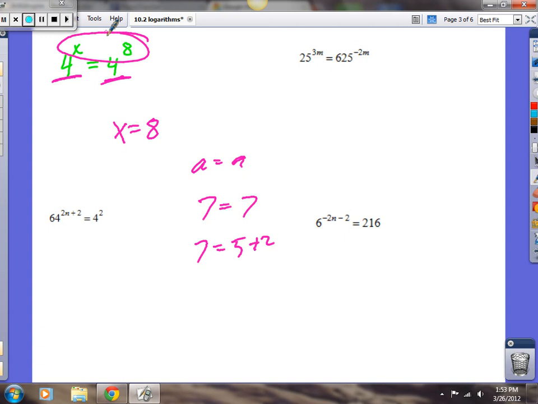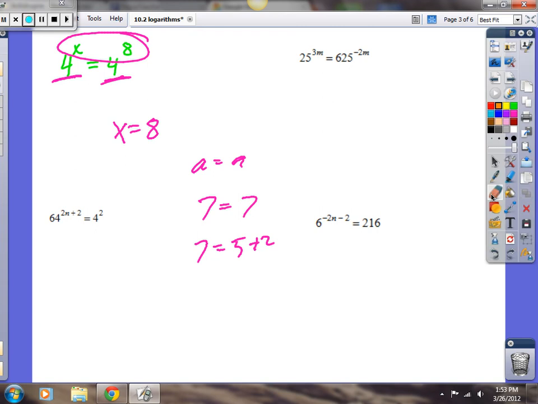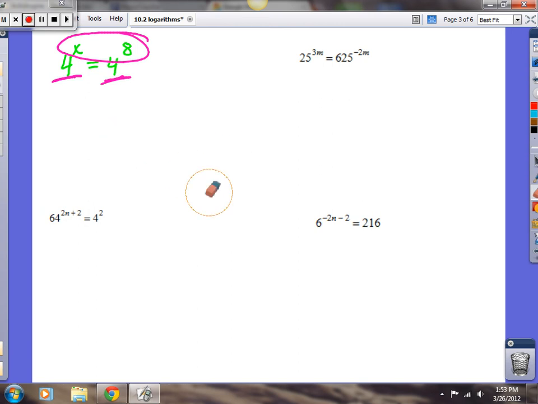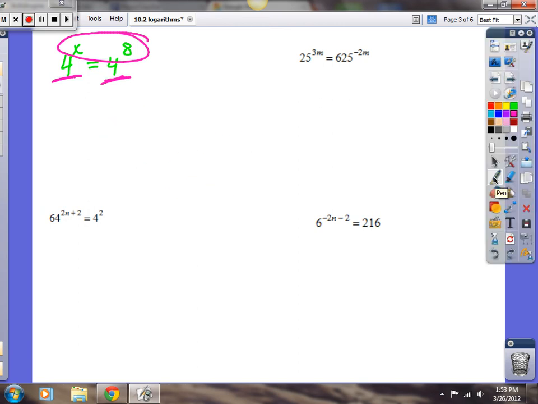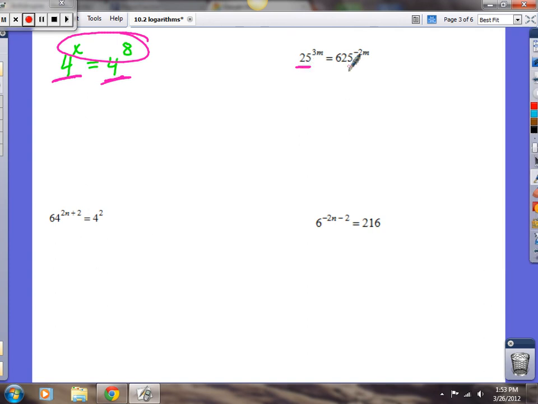So look at this guy right here. What's wrong with this one? 25 to the 3m equals 625 to the negative 2m. Okay, what else is wrong with it? Look at these guys right here. Okay, the base is not the same. So you cannot do anything until the base is the same.